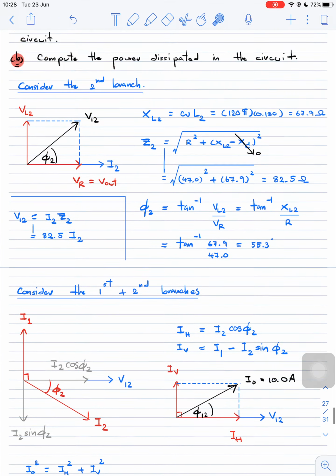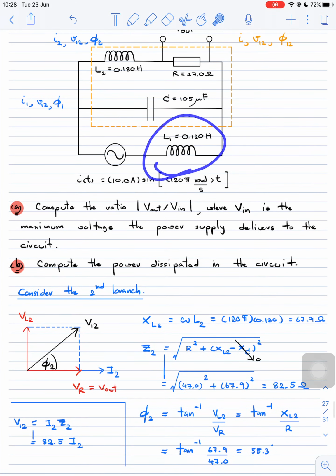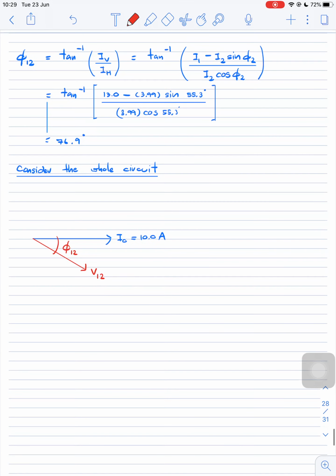Now for the inductor, we know that the potential difference across this inductor will have the phase leading the current by 90 degrees, from the table again. So the V of the L1 leads the current by 90 degrees, and this is going to be the VL1. Just make it 90 degrees to the current here.